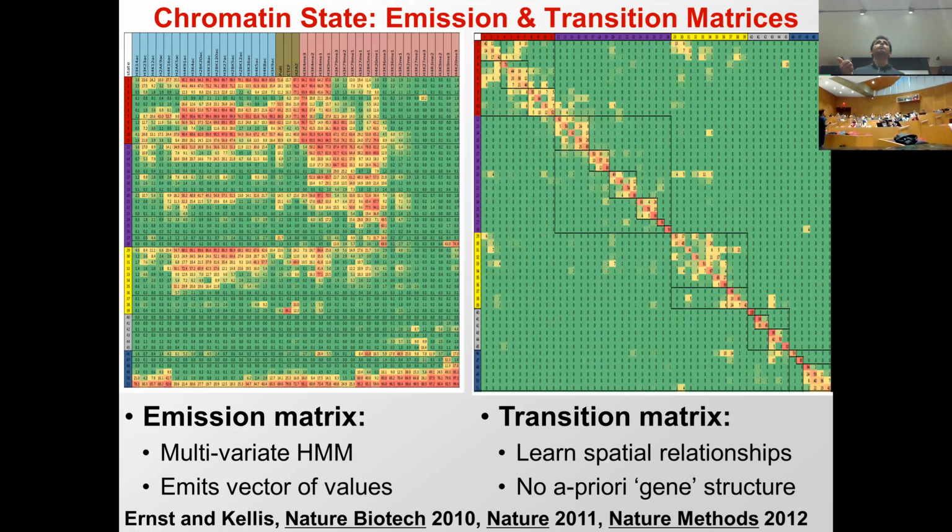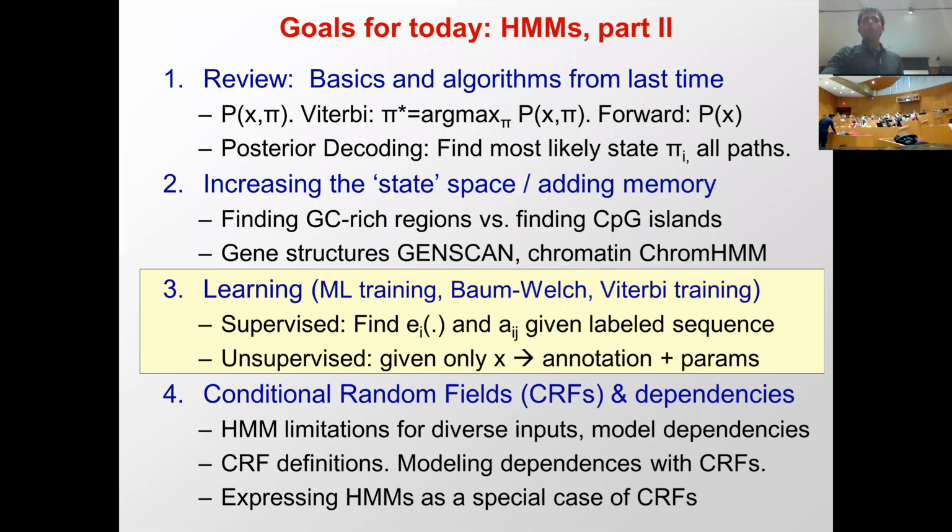Who's with me so far? Awesome. Good. So, what have we done? We reviewed the basic algorithms of HMMs, and then we looked at increasing levels of complexity. We went from a two-state HMM that detects GC-rich regions to an eight-state HMM that detects CpG islands, where the eight states are used to encode the memory of the previous nucleotide. And then we looked at a bunch of states for gene prediction, with a complex set of transitions between them.